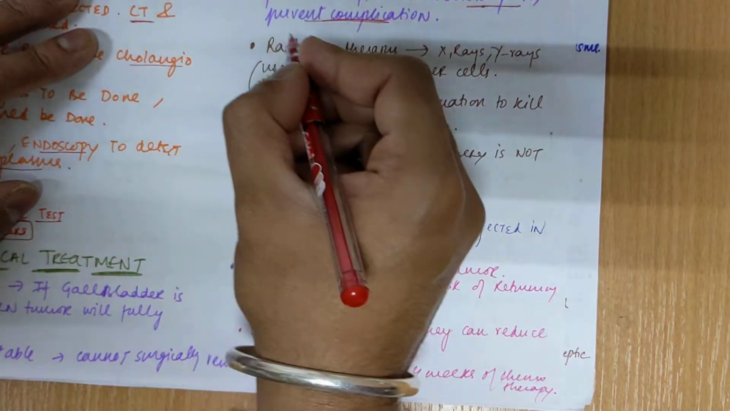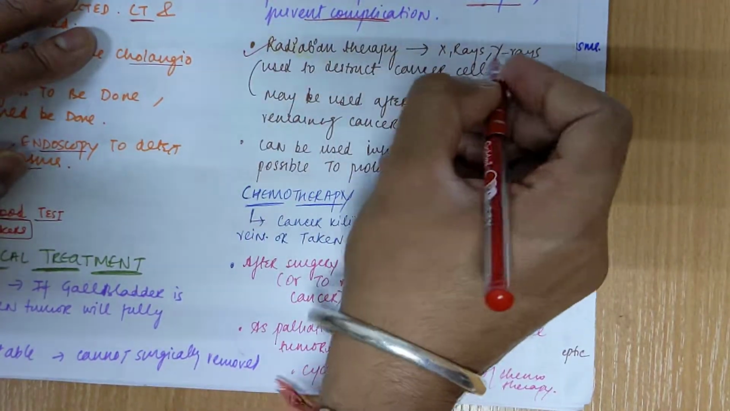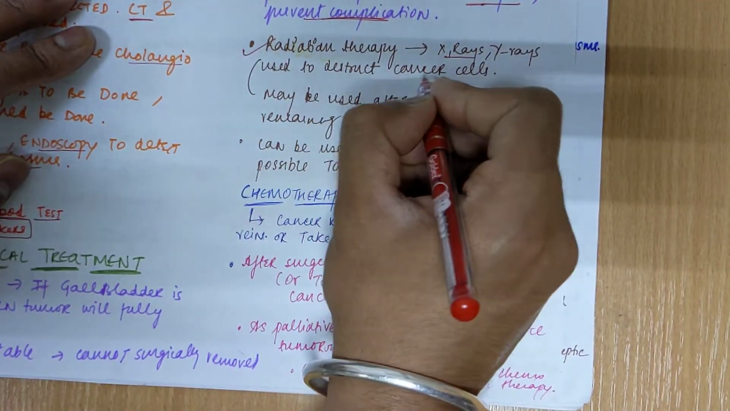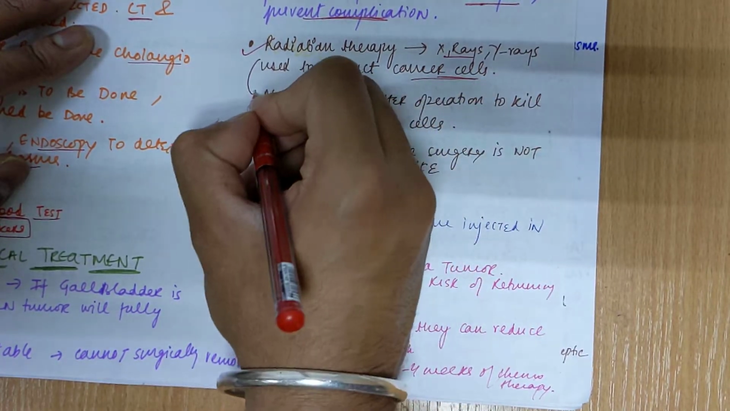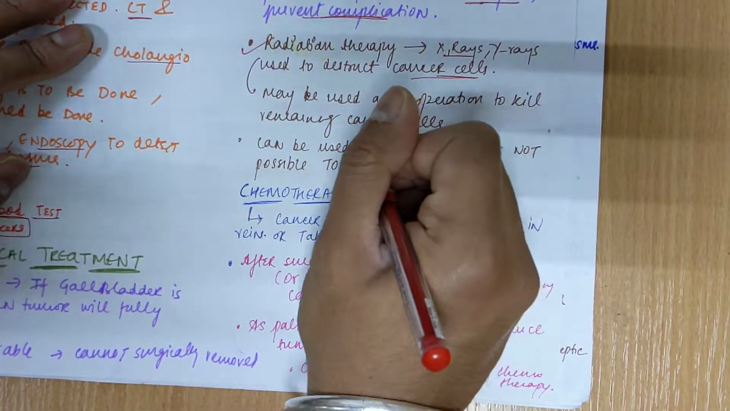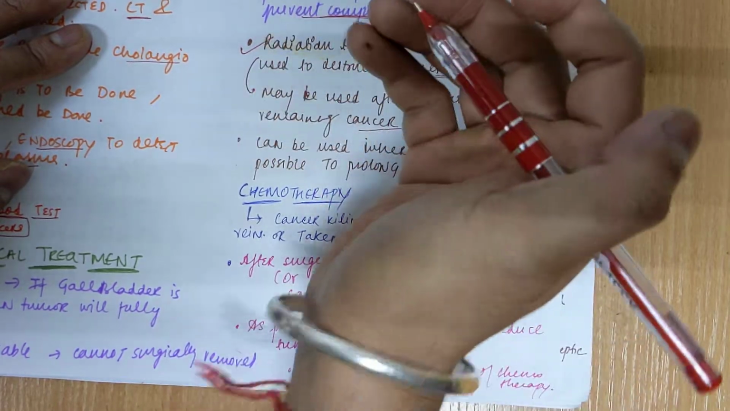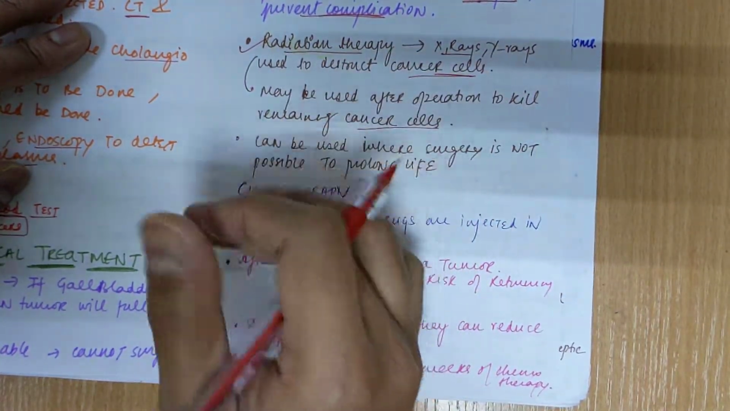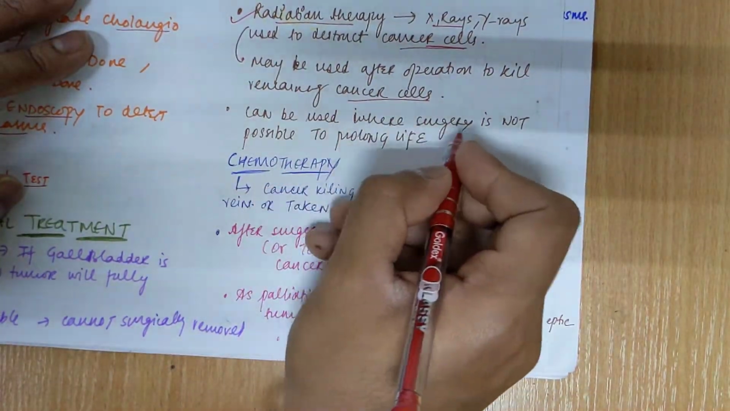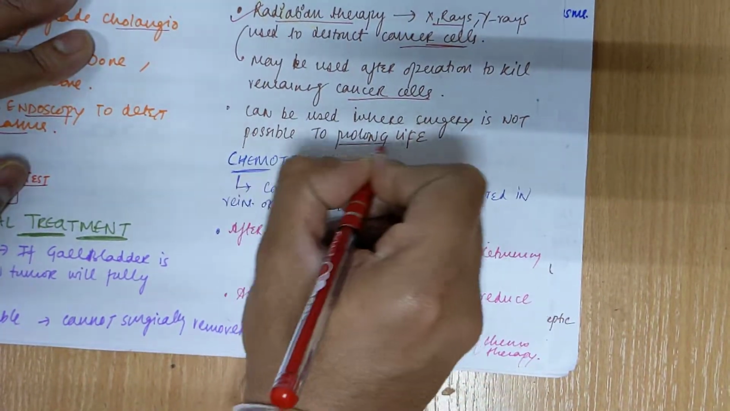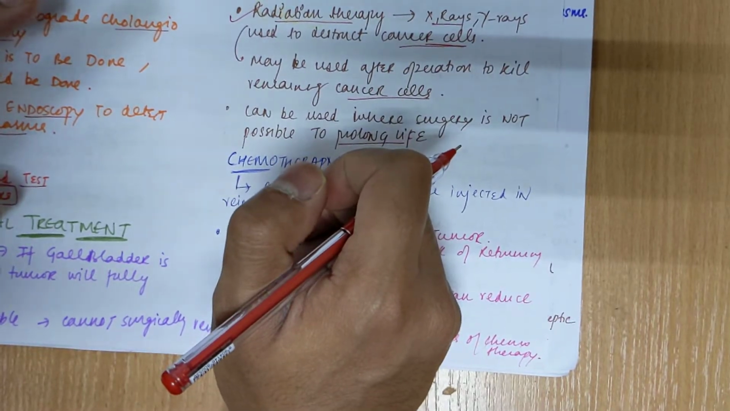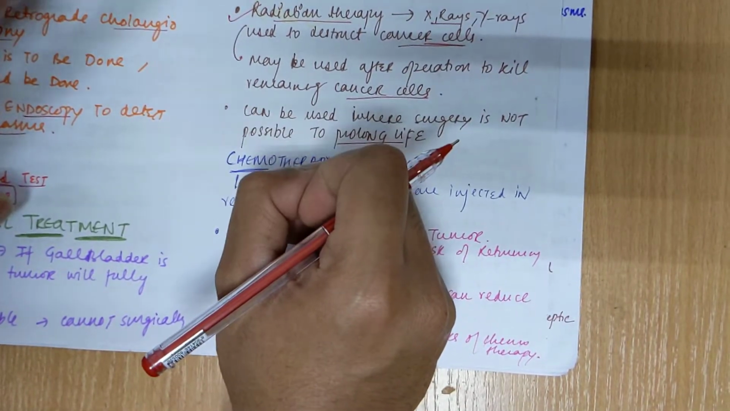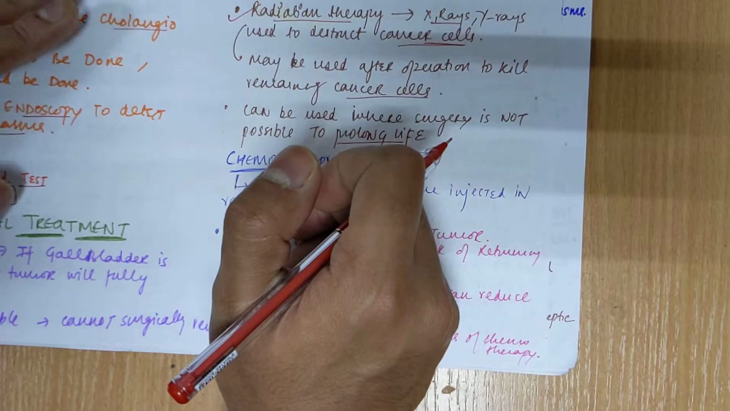Clear? Now we have radiation therapy, in which we use X-rays and gamma rays to destroy the cancer cells, and it may also be used after the operation to kill the remaining cancer cells. So after the surgery, if some cancer cells remain, then we use this radiation therapy. Okay, and it can be used where surgery is not possible to prolong life. So if surgery is not possible, then we use radiation therapy to prolong the life of the patient.